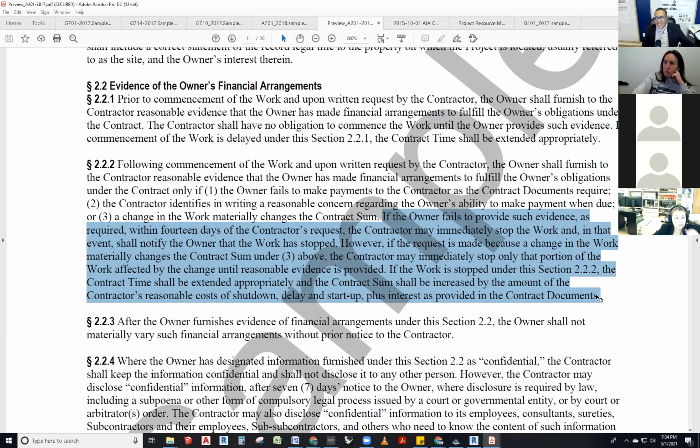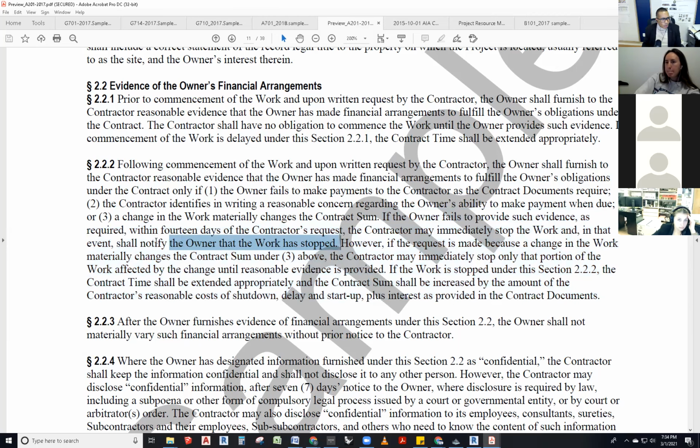So there's gotta be reasons. The contractor can't just stop the work because he has not been paid and things like that. There's gotta be reasons, okay? So again, if the owner fails to provide such evidence as required within 14 days of the contractor's request, the contractor may immediately stop the work, and in that event, shall notify the owner that the work has stopped. By the way, he shall notify the owner that the work has stopped.